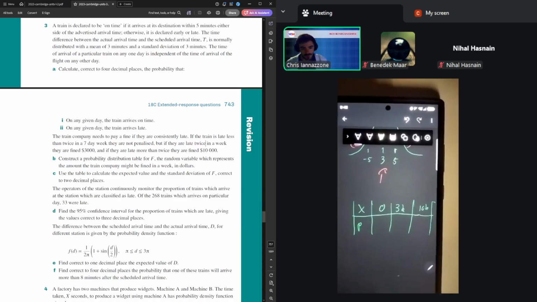Now we've got to find the probabilities of each of these things occurring. So, to not get fined at all, the train needs to be late less than twice. So, it can be late once, it can be late 0 times in a 7-day week.